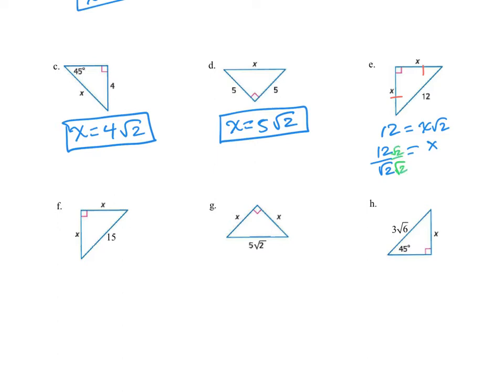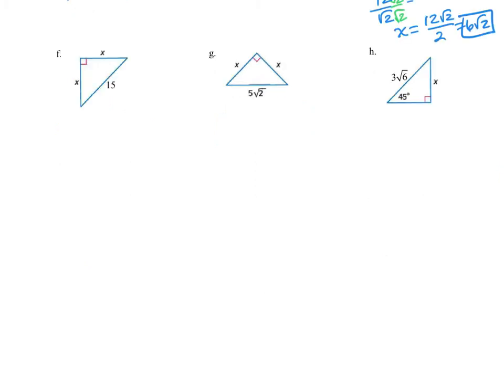And when we do that, I'm going to go ahead and turn this around and say x is equal to 12 times the square root of 2 all over the square root of 2 times the square root of 2, which is 2. And then we can simplify this a little bit more because 12 divided by 2 is 6. So our final answer would be 6 times the square root of 2.